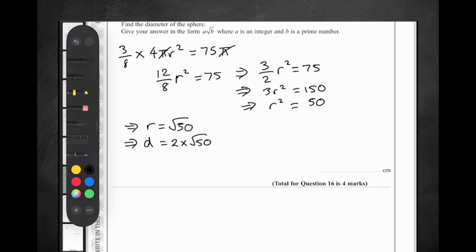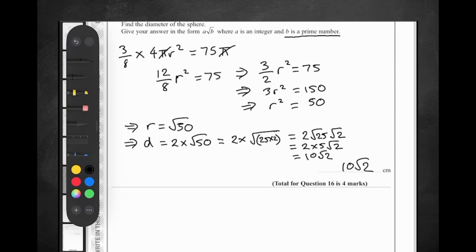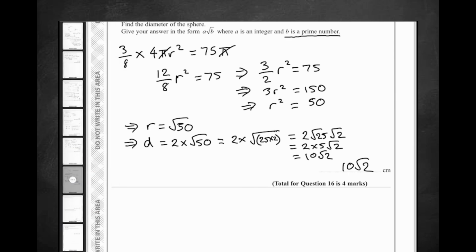We now have it in the format of a square root of b, but b needs to be a prime number. So let's rewrite this as 2 times the square root of 25 times 2, which we can then say is 2 times the square root of 25 times the square root of 2, which is 2 times 5 root 2, as the square root of 25 is 5, which is 10 root 2, which is now in the format that we want, as 2 is prime.